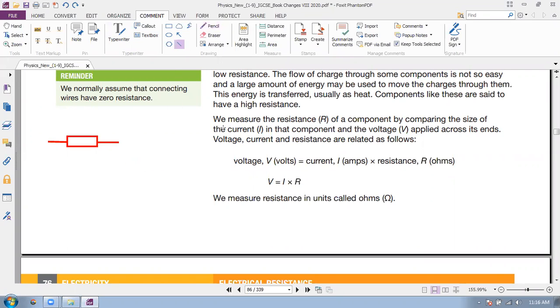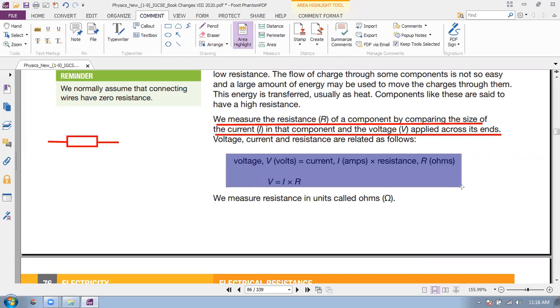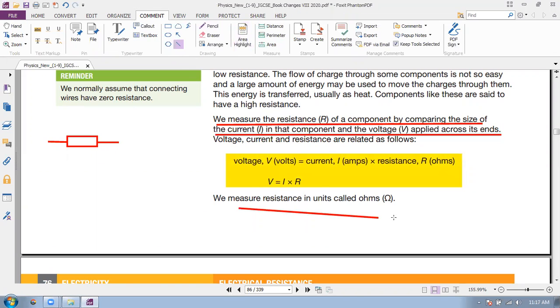So we better underline: we measure the resistance of a component by comparing the size of the current in that component and the voltage applied across its ends. Please put it inside a box: voltage equals current multiplied by resistance. The unit of resistance is ohms, kilo ohms, mega ohms, etc. V equals IR, V for voltage, I for current, and R for resistance.